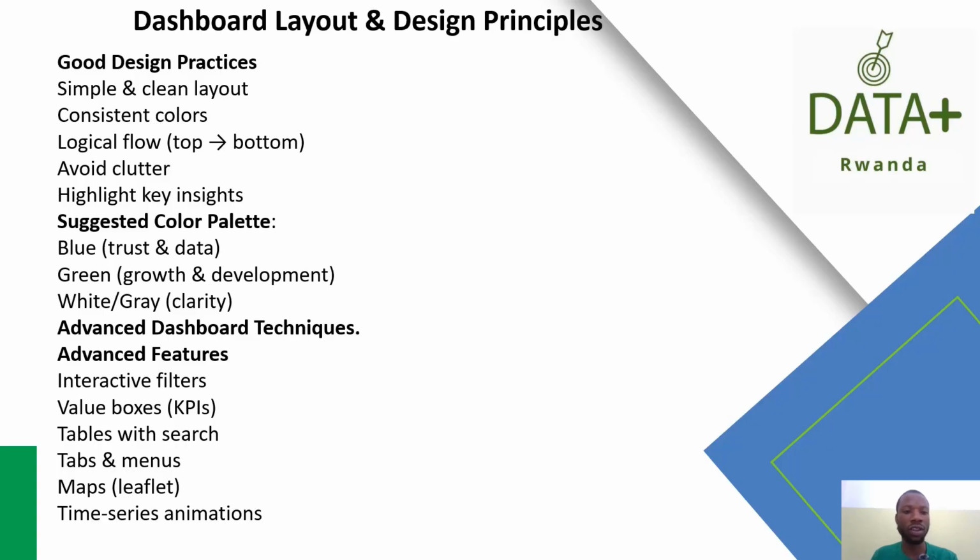And also the advanced dashboard techniques, like interactive filters and value boxes, like KPIs. You try to put the key performance indicators in short boxes, tables with search, where you can go and search for information, and also tabs and menus, like home, insert, something like that. The options where we used to say sidebar, or tabs of menu, maps, or time series animation. Those are the things you can add when you are doing an advanced dashboard.